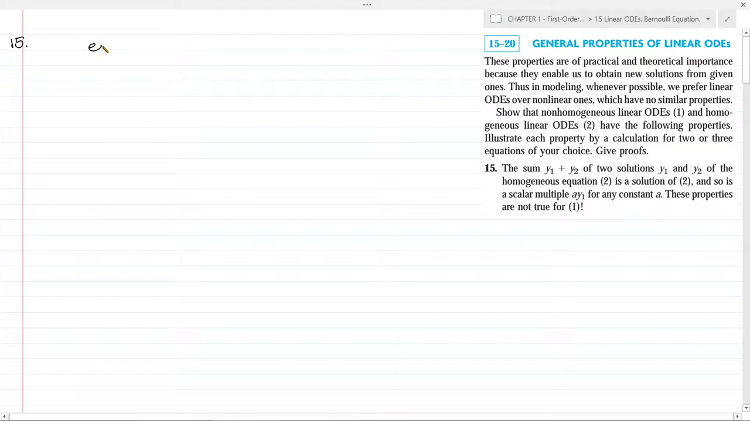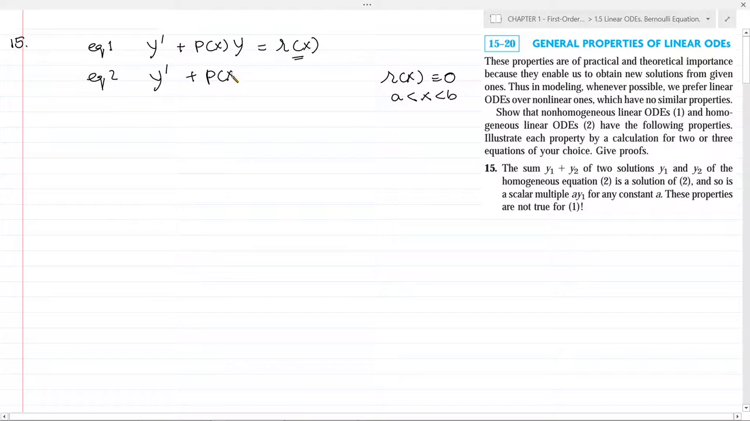Equation 1 of the book is the standard equation of non-homogeneous linear ODEs, which is y dash plus p of x y equal to r of x, and equation 2 given in the book is the standard form of homogeneous linear ODEs. That is, if we take r of x equivalent to 0 in some interval, let us say a to b, then equation 1 becomes a homogeneous linear ODE. The general form is y dash plus p of x y equal to 0.